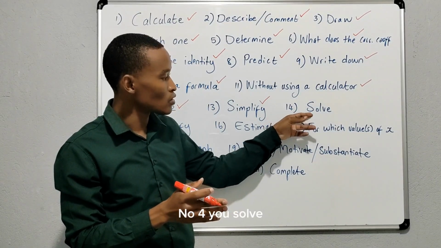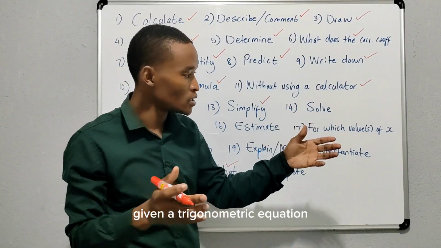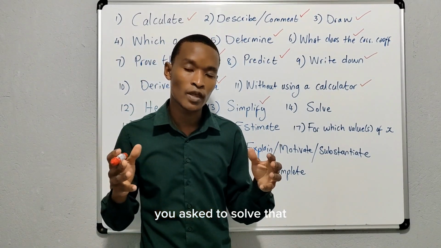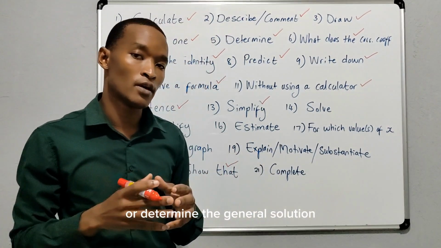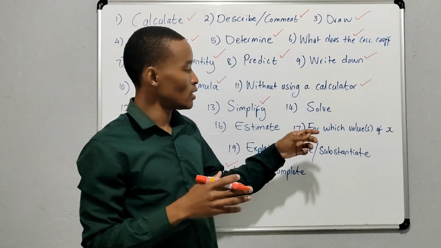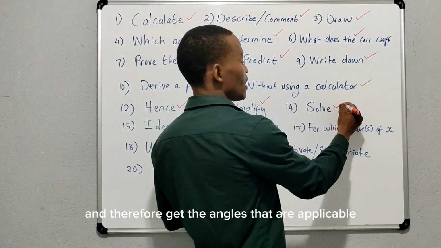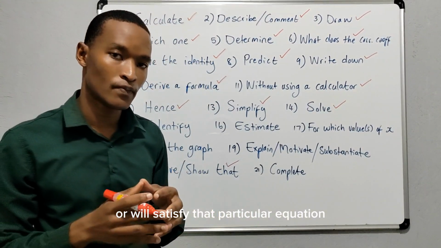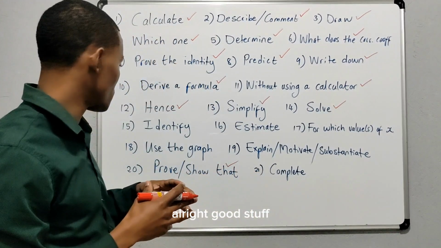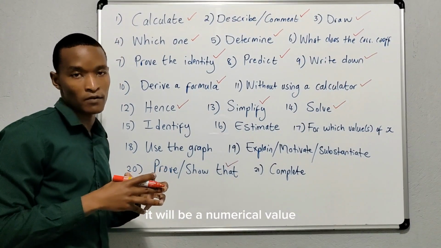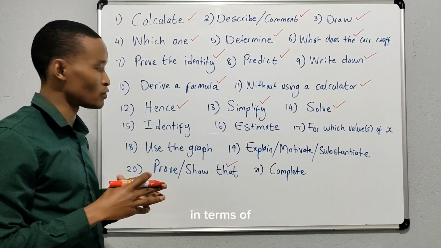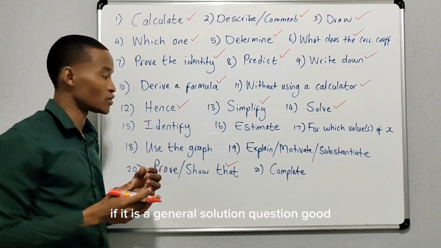Number 14, you solve. For example, you're given a trigonometric equation, you're asked to solve that or determine the general solution and therefore get the angles that are applicable or will satisfy that particular equation. All right, good stuff. So it will be a numerical value or an expression in terms of general terms, if it is a general solution question.